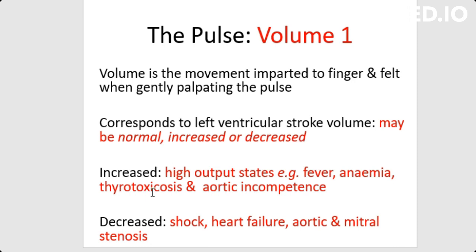If the volume is increased, this is seen in high output states, when there is an increased blood output from the heart, and it's seen in conditions like fever, anemia, thyrotoxicosis, and aortic incompetence. When the volume is decreased, this usually happens in states like shock, heart failure, aortic and mitral stenosis.